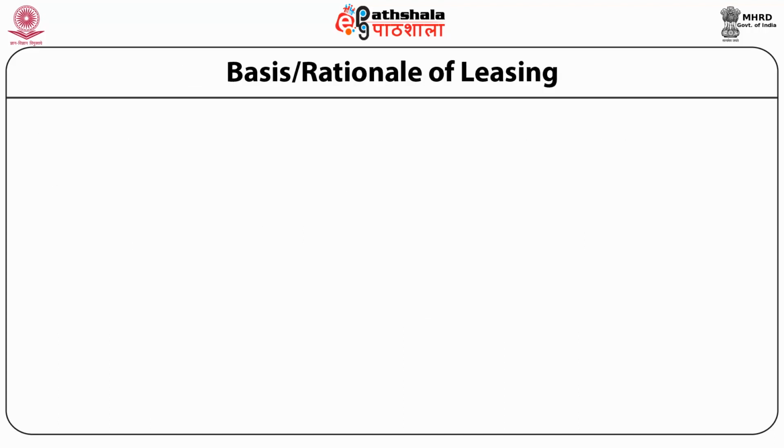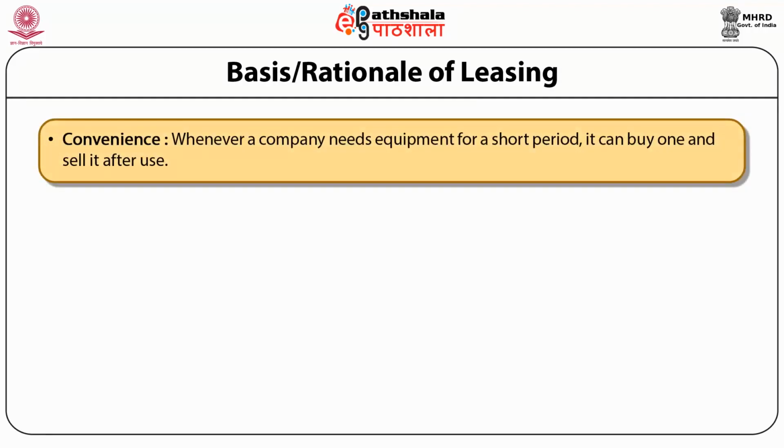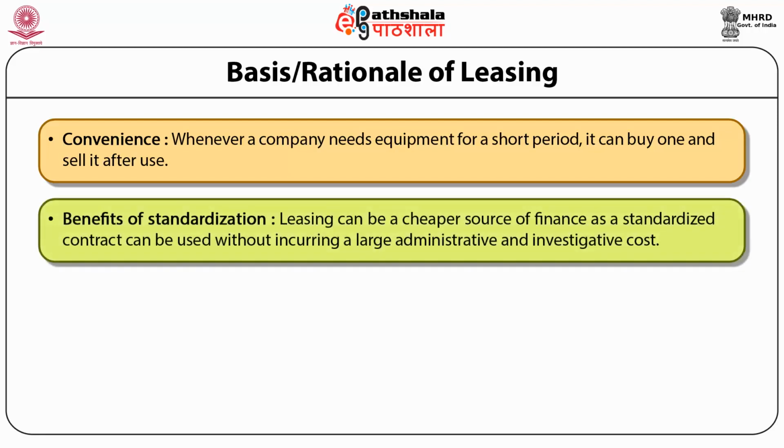Basis or rationale of leasing. Convenience. Whenever a company needs equipment for a short period, it can buy one and sell it after use. This involves a lot of effort, time, and cost. So the other alternative is to lease it for a short period rather than buy it. Benefits of standardization. Leasing can be a cheaper source of finance as a standardized contract can be used without incurring a large administrative and investigative cost.